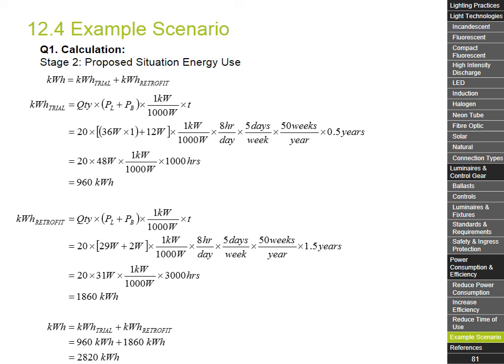To calculate the retrofit energy use, substitute the new 29 watt lamps and 2 watt ballasts into the base equation, setting time of use to the remaining 1.5 years. This results in 1,860 kilowatt hours use for this time period. Add the two figures together to determine the total proposed energy use over the 2-year time frame, which is 2,820 kilowatt hours.